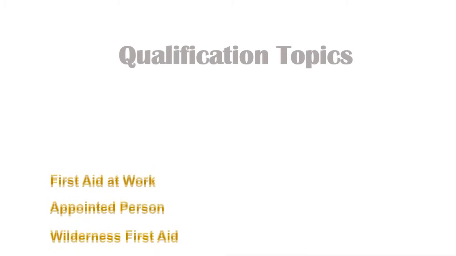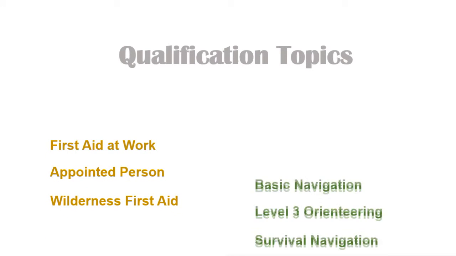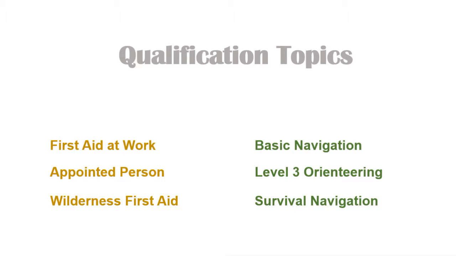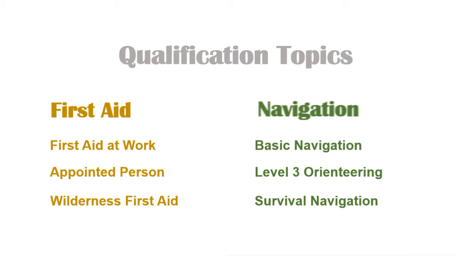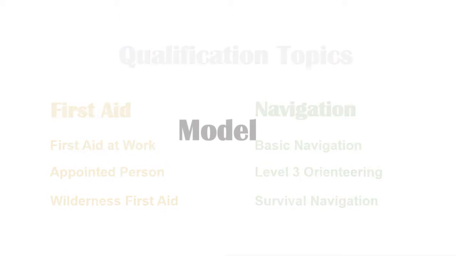And finally, qualification topics. On the left hand side of the screen we have a list of qualifications, and on the right hand side we have another. The one on the left can broadly be grouped as first aid, and the one on the right I'm going to group as navigation, although the actual categories are up to each organisation to choose. Let's have a quick look at how these all relate to each other.